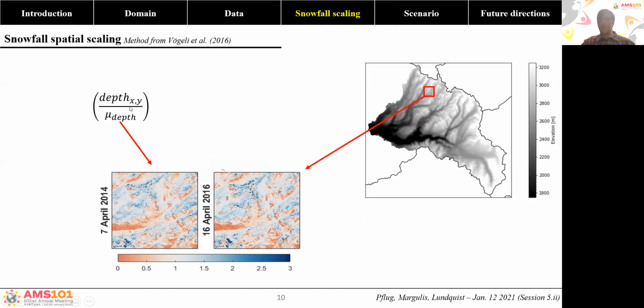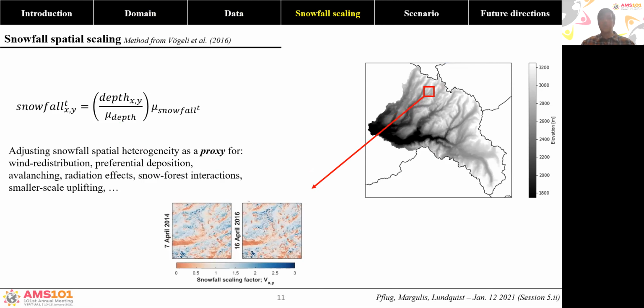And what they did is they actually scaled snowfall using this concept of a pattern where they took snow depth at every XY grid cell and normalized by mean snow depth across the domain. So for example, in this region where we have LiDAR observations in the Tuolumne River watershed, we can see what this pattern looks like at two periods near peak snowpack timing in 2014 and 2016. And we see how that pattern is actually very similar from season to season.